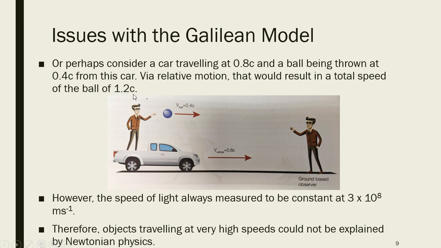This is basically explaining the same thing. c is just the speed of light. So, perhaps unrealistically, we had this car traveling at 0.8 times the speed of light, so 80% of the speed of light, and then the ball was thrown at 40% of the speed of light, 0.4. So this should be 1.2 times the speed of light. However, from experiments, no matter how you were moving relative to the light, the speed of light always measured constant, at 3 times 10 to the 8 meters per second. So we could not use Newtonian physics, which is all the normal motion stuff that you've been doing, to explain objects when they're traveling at super high speeds. So light broke this idea of relative motion.